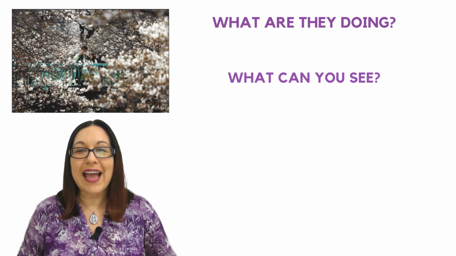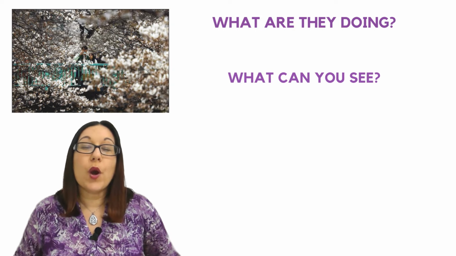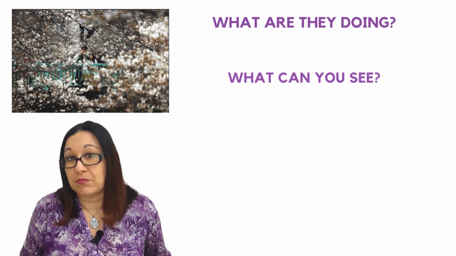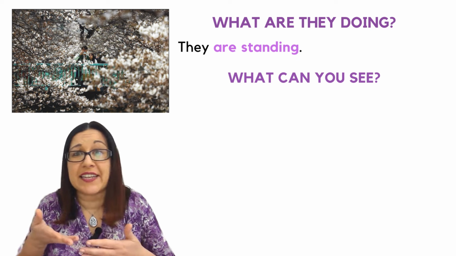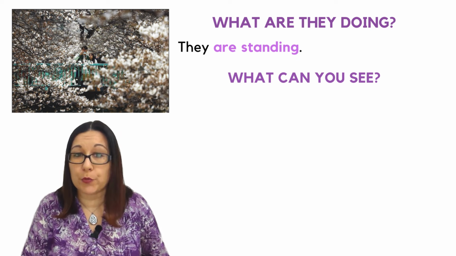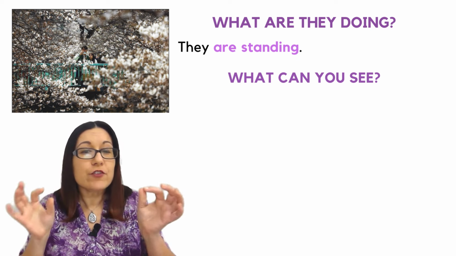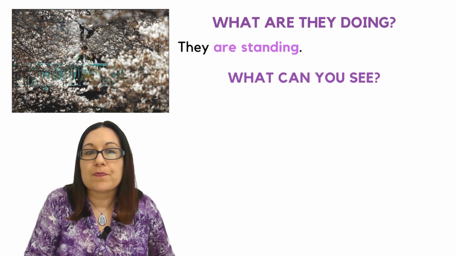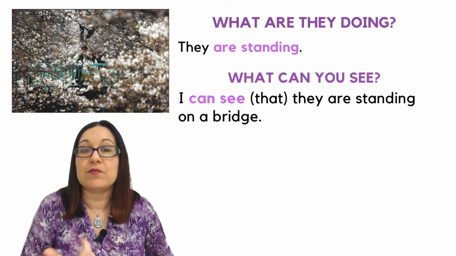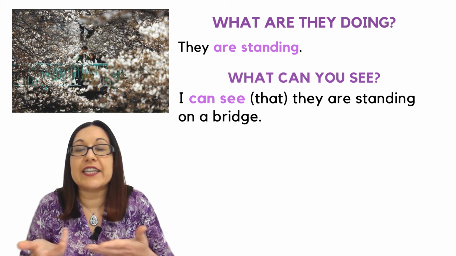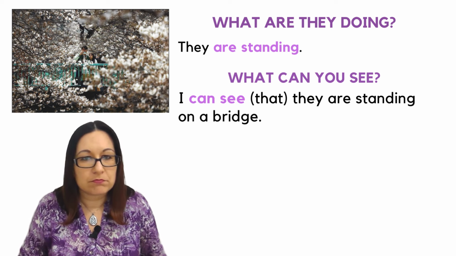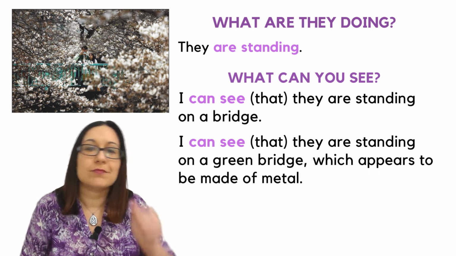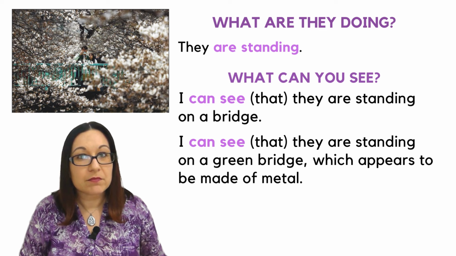So let's add in a verb here. What are they doing on the bridge? Well, let's keep it easy. They are standing, right? They are standing on a bridge. So as you're describing what you see in the photo, let's use that verb. I can see, I can see that they're standing on a bridge. I can see that they're standing on a green bridge, which appears to be made of metal.